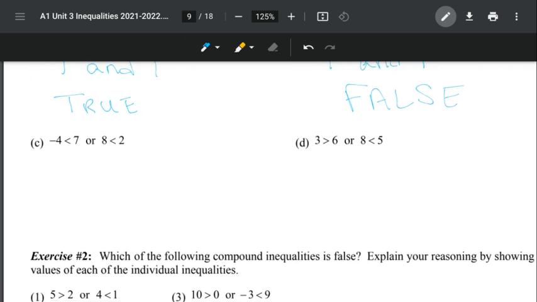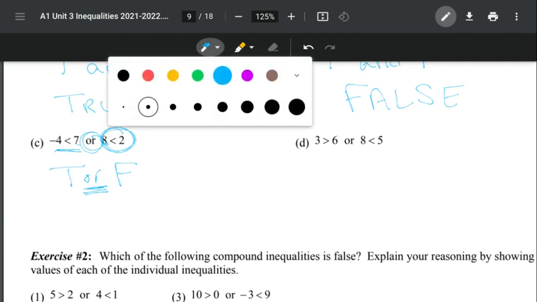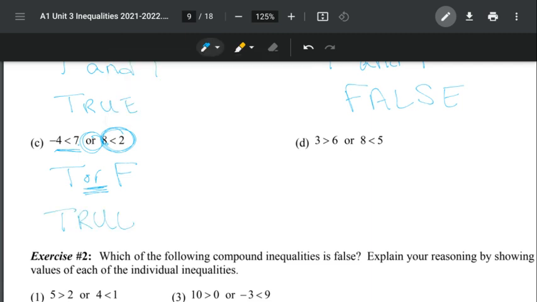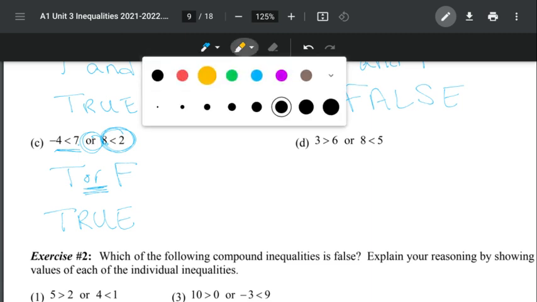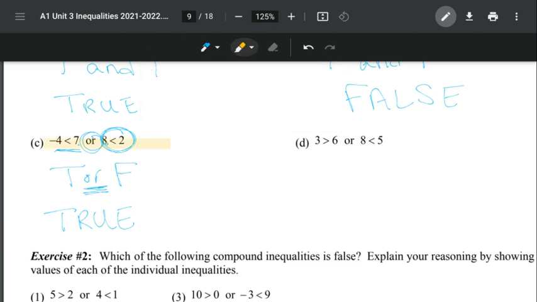Now for C and D, we're looking at or problems. Let's look at this. 7, alligator mouth bites the 7. That's true. Now in this case, alligator mouth bites the 2. That's false. But because it's an or statement, only one piece has to be true. So this whole problem is true. If this had been an and statement, then both would have to be true. But because it's an or, that doesn't matter.